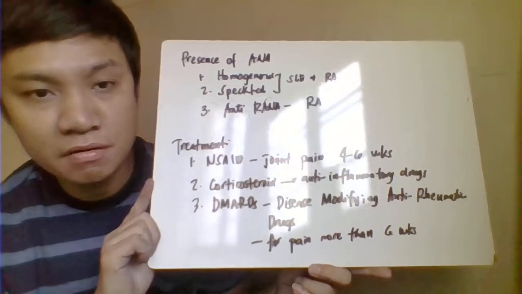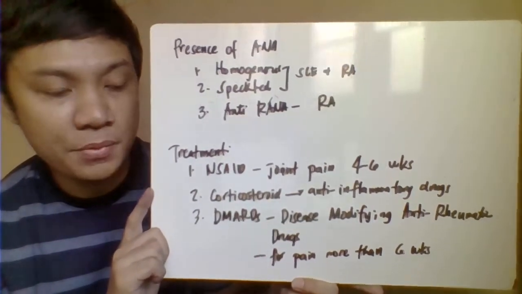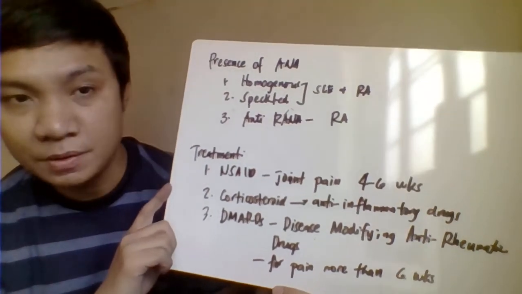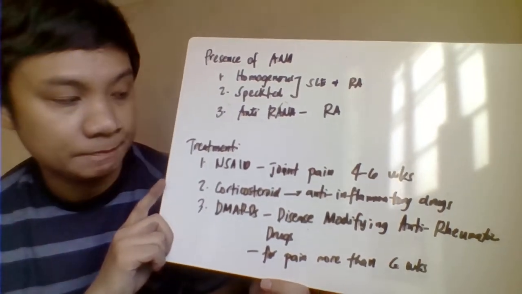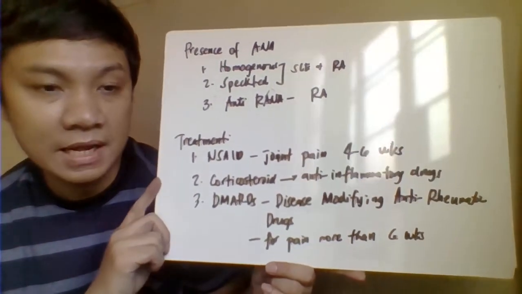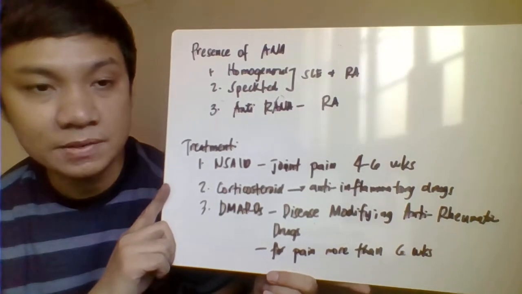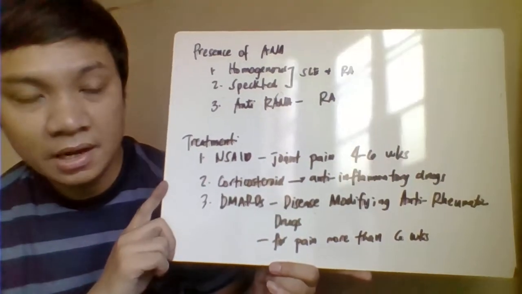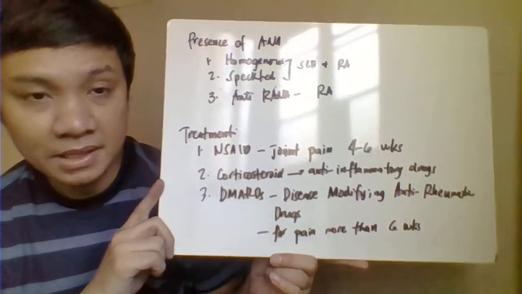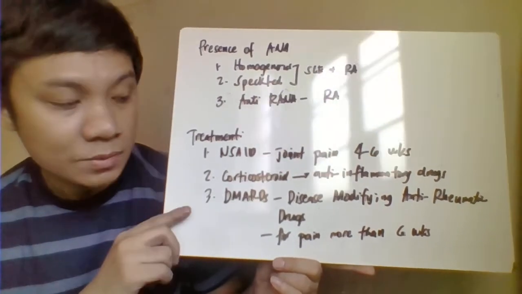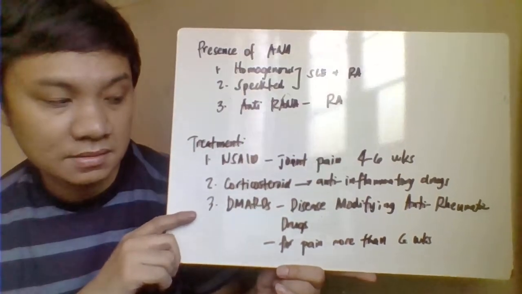Okay, then we have the pattern of the antinuclear antibodies. You could have homogeneous and speckled patterns, which could be associated with both SLE and RA. A more specific antinuclear antibody for RA would be the anti-ribonucleoprotein antibody. For the treatment, you could use non-steroidal anti-inflammatory drugs to ease the joint pain, for about 4 to 6 weeks. You could also use corticosteroids as anti-inflammatory drugs. But in the case wherein the joint pain lasts for more than 6 weeks, you need to shift the medication to disease-modifying anti-rheumatic drugs.